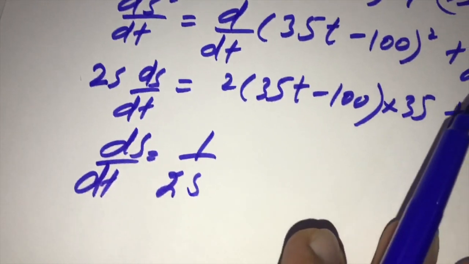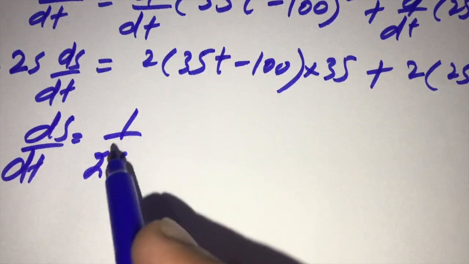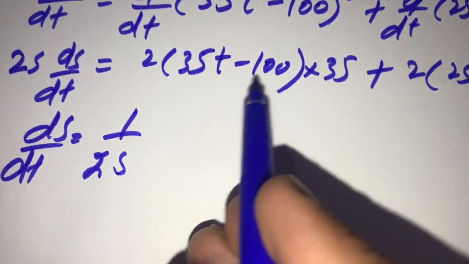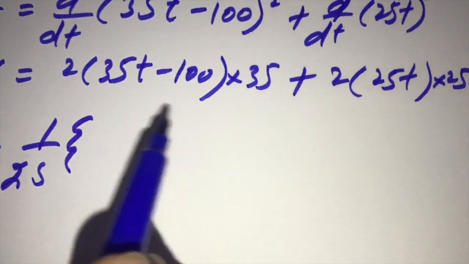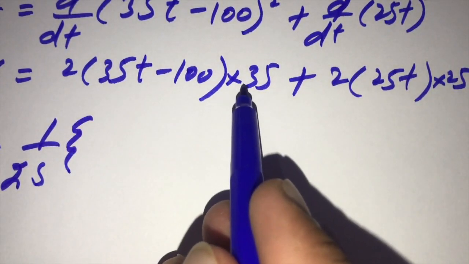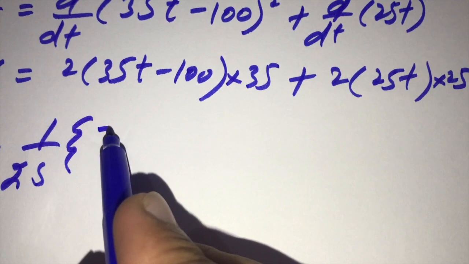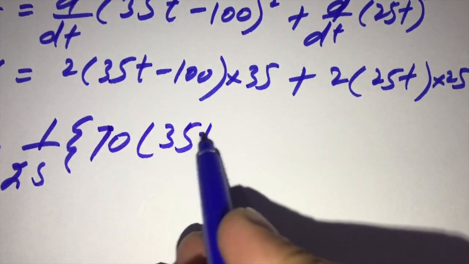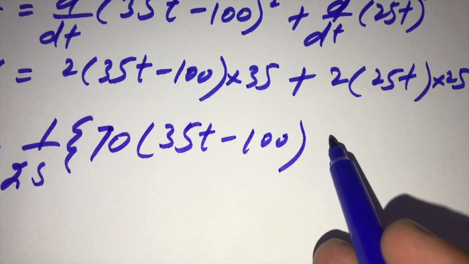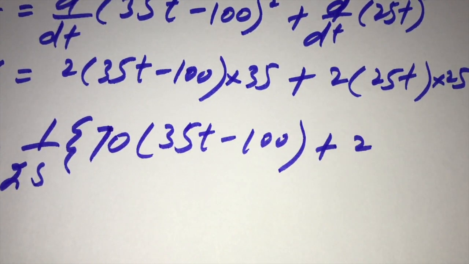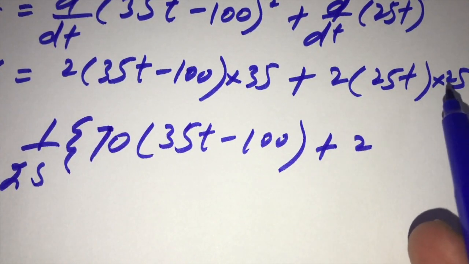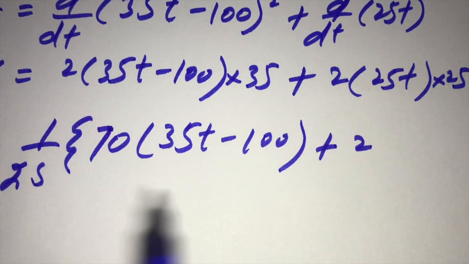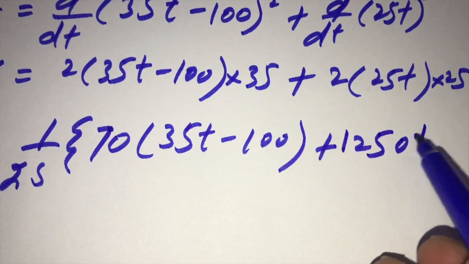So in order to find this value, first we simplify it. 2 multiplied by 35 is equal to 70 into (35t minus 100), plus 2 multiplied by 25 is equal to 50, and 50 multiplied by 25 is equal to 1250t.